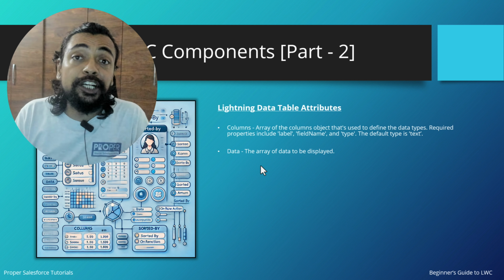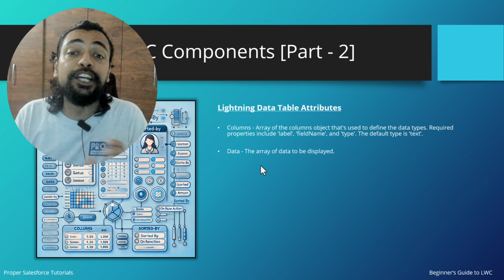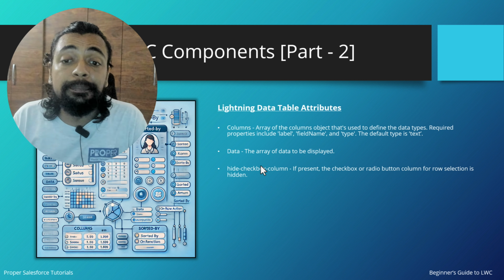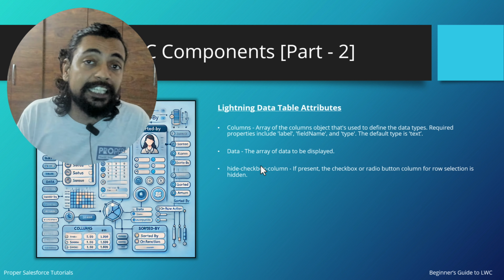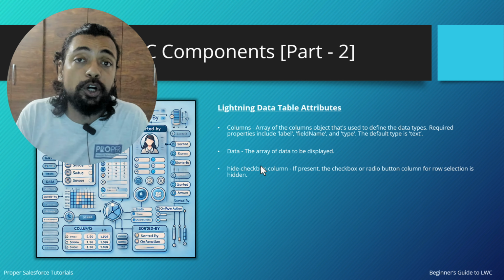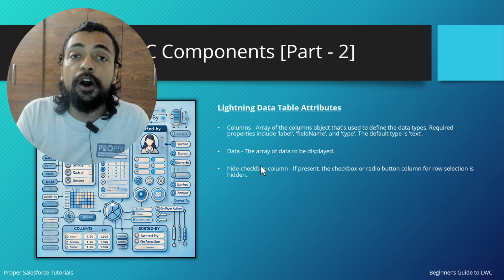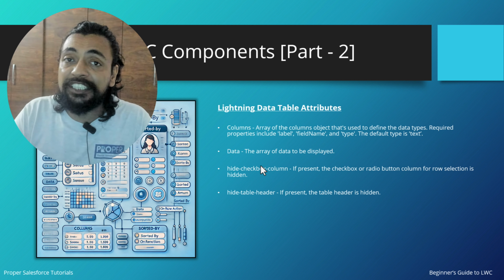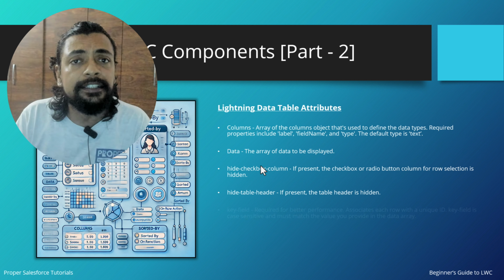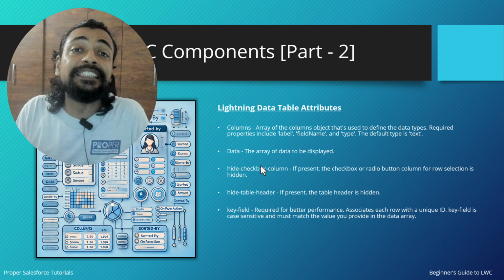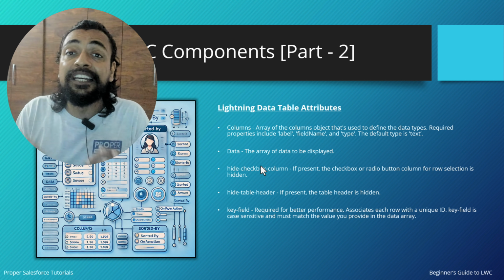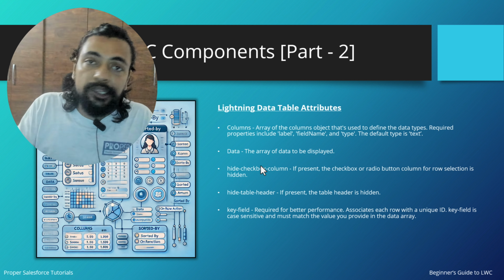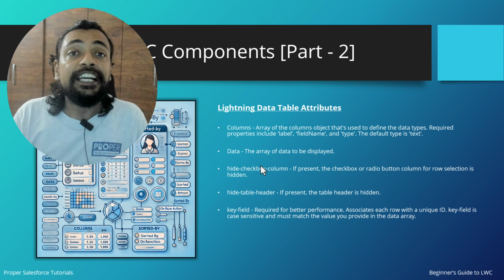Data is another attribute that we use, and it accepts an array of data that is to be displayed on the data table. The hide checkbox column is basically used to hide the checkbox of data table, because by default data table has a checkbox for each and every row over there to perform multiple selection of records. Hide table header is used to hide the header of the table itself, that is nothing but the name of the field. Key field attribute, I already told you, it is basically used to identify a specific record or a specific row. So the field that we will use as a key field among all the fields of the data table will be mentioned here in the key field attribute.